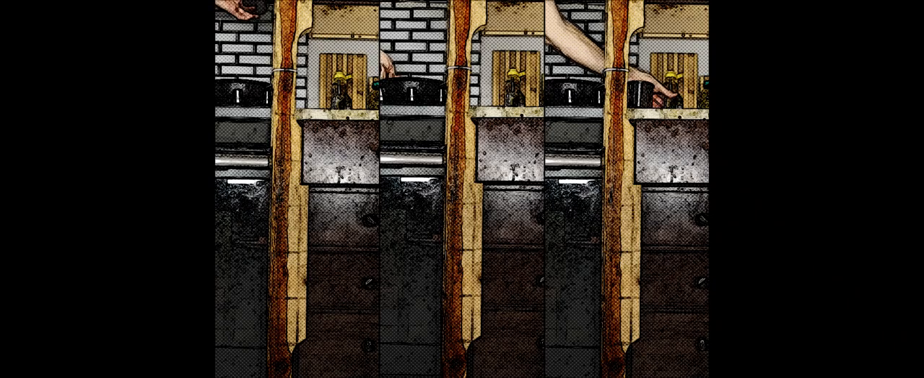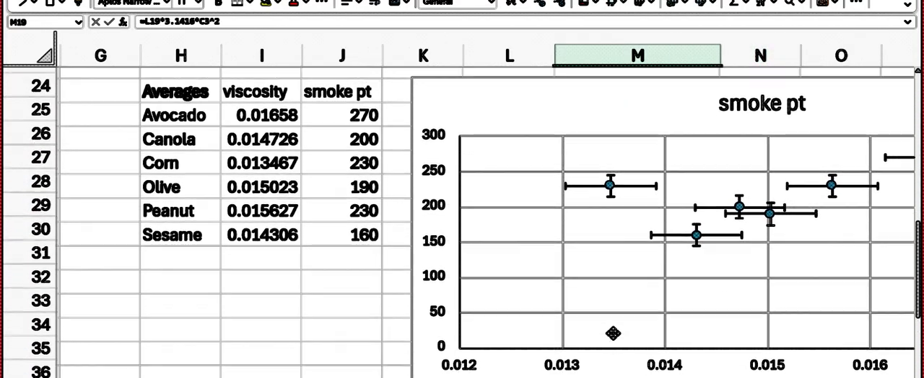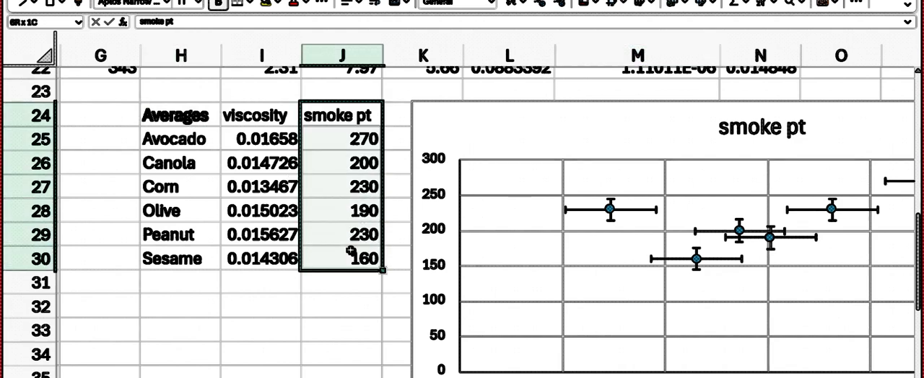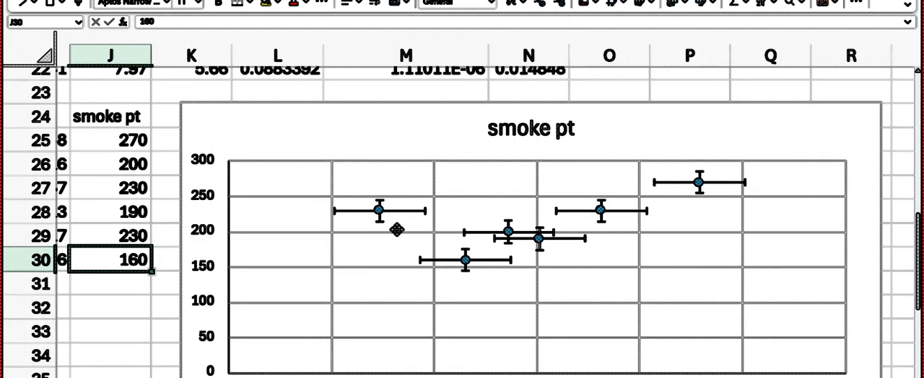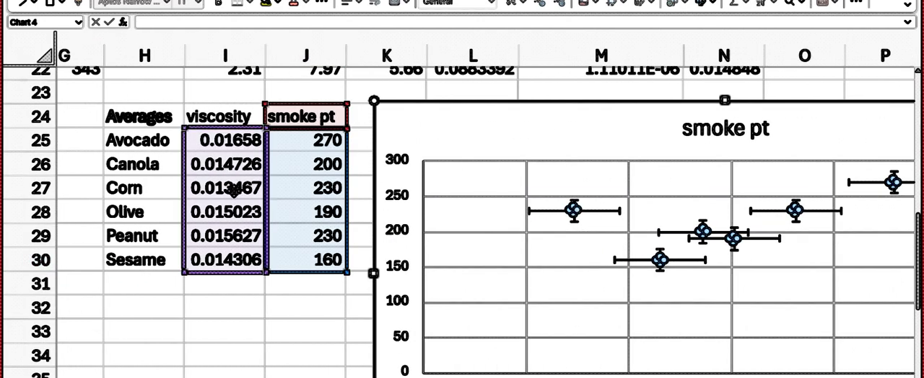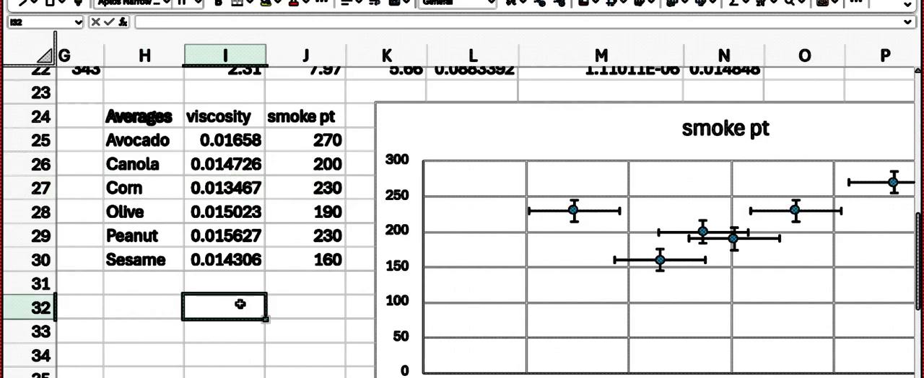The data shows oils with higher viscosities tend to have higher smoke points, and that there's a linear progression. But note the exception. Corn oil is less viscous yet has a high smoke point. There must be other chemical or structural factors in the oil that's influencing its viscosity and smoke point independently.